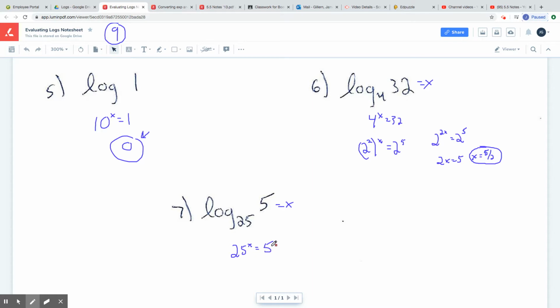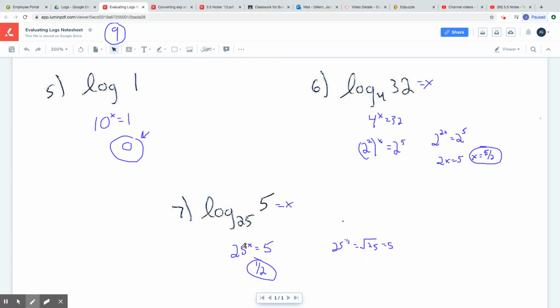Now, what you probably notice is that this one's bigger than that. What does that mean? That means this exponent probably is going to be a fraction, because what's the relationship between 25 and 5? 5 squared is 25, or the square root of 25 is 5. How do I represent the square root in an exponent? The square root can be rewritten as 1/2. So 1/2 is the answer, because 25 to the 1/2 is the same thing as the square root of 25, which is 5.